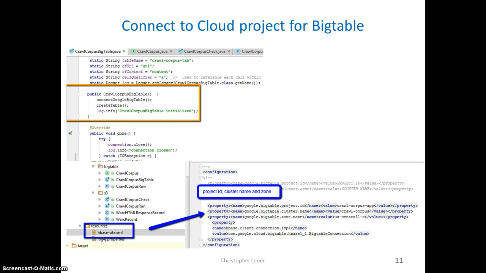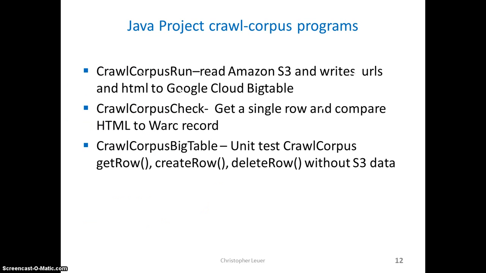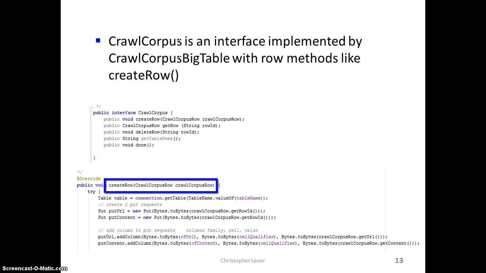Okay, here's a look at the code. This is just some of the setup that's involved. You need to modify this HBase site to set your project ID, cluster name, and zone. And that will allow this statement here, connect Google Bigtable, to work. That will authenticate you with your credentials and connect you to the Google Cloud Bigtable Service API.